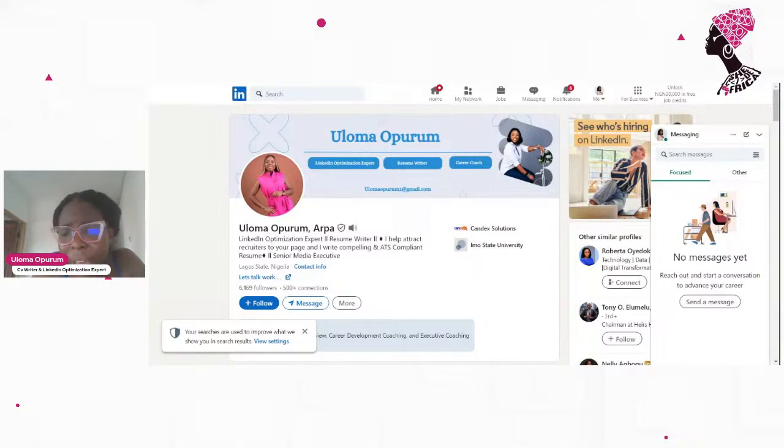Now, if I comment on anybody's post, that means these 6,000 people that are following me would see my comment, even if that person is not in their connection. So if I drop a comment on Sayo's post, whether we're connected or not, everybody that is following me would see that I commented on Sayo's post. That means I'm giving Sayo's profile visibility. Now imagine all the 6,000 people that are following me have seen the comment I dropped on Sayo's post.